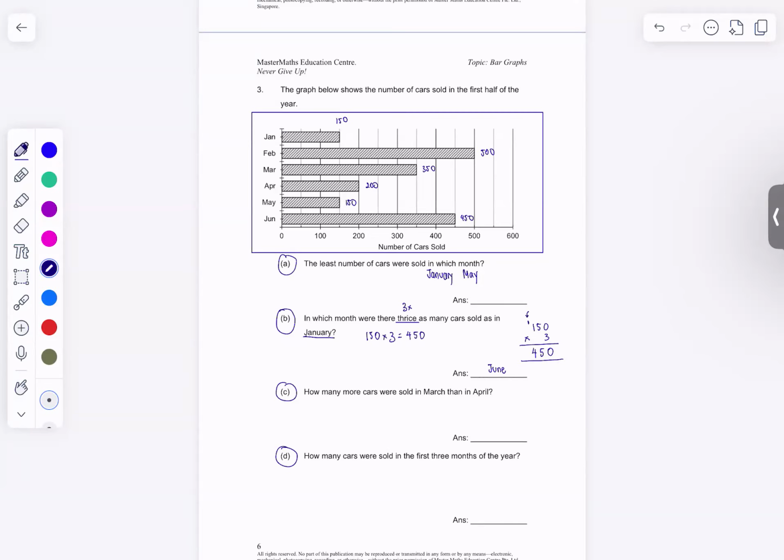The answer is 150. Okay. Let me have a look here. How many more cars were sold in March than in April? So you take the number sold in March, 350, minus the number of cars sold in April, 200, because it's comparison. Yes, correct. I think your camera is also turned off. So that's why you get 150. Okay, how about question D? Can you help me to do that? All right, good job.